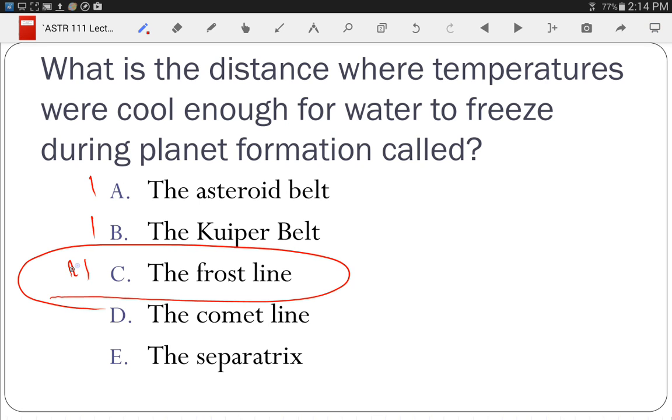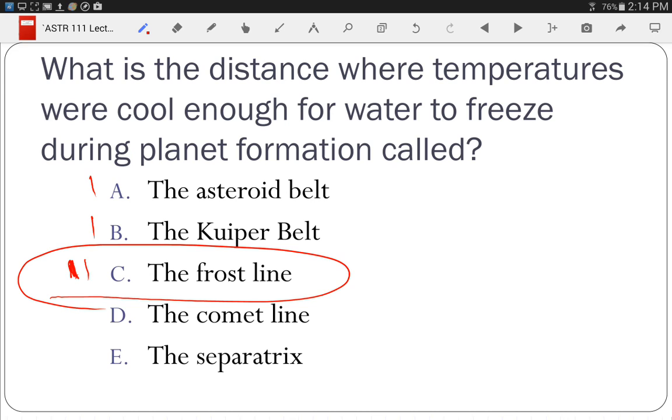The frost line was the correct answer. The asteroid belt, where does it fall? Between Mars and Jupiter. The frost line is also between Mars and Jupiter. But just because they fall in the same place doesn't mean that they're both the right answers. The frost line is the specific name for that location.